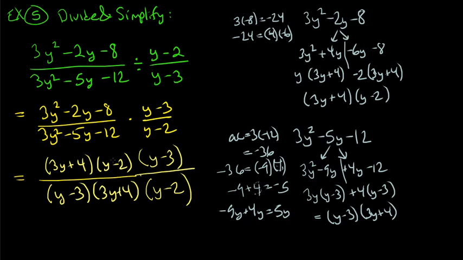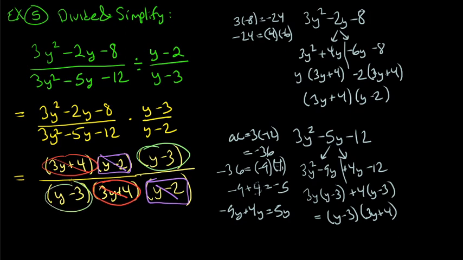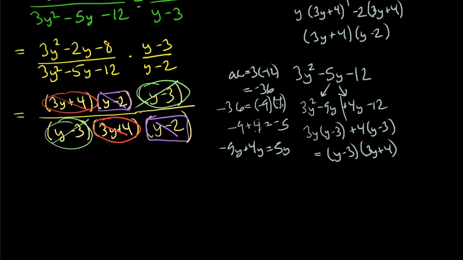All right, so what cancels? Well, 3y plus 4 over 3y plus 4, right? And y minus 2 over y minus 2, and y minus 3 over y minus 3. So what cancels? Well, everything. Okay, so this is a little tricky here. Now, what's the answer? If everything cancels from the numerator and denominator, the answer is 1. The answer is just 1.